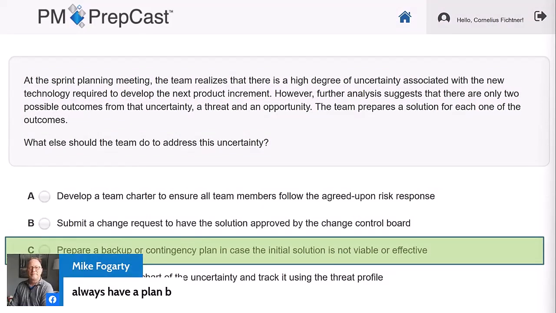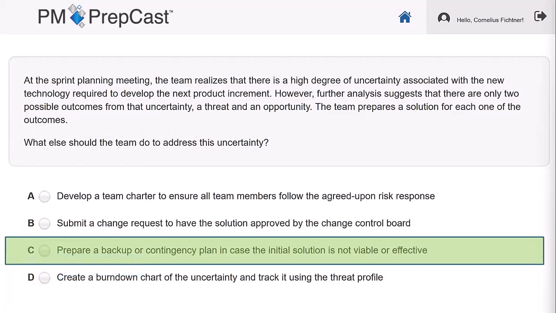So always have a plan B. The answer C here is correct.